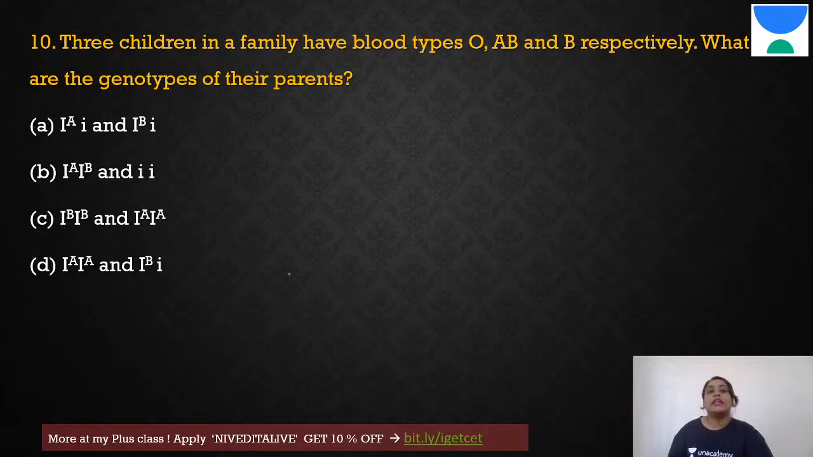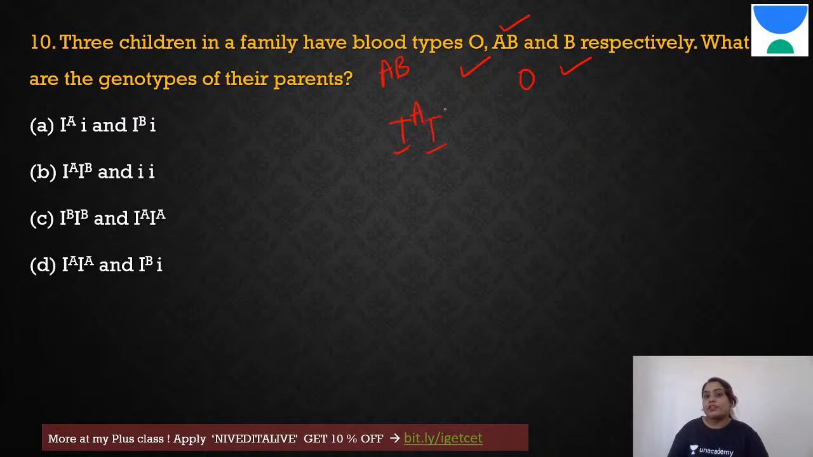Okay, and the last question. Three children in a family have blood groups O, AB, and A respectively. What are the genotypes of their parents? Combinations are provided here. If only B and O are there, it is a clear indication that the parents are either O or B. Similarly, if A and O are there, the parents will have A as well as O. But now here O is there, B is also there, AB is also there. That means the A blood group is also definitely there. So the parents should be AB as well as O type.